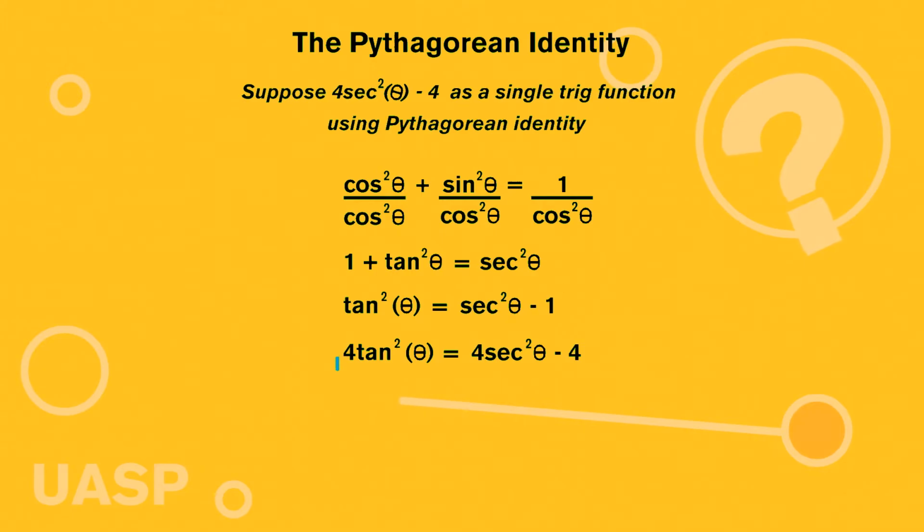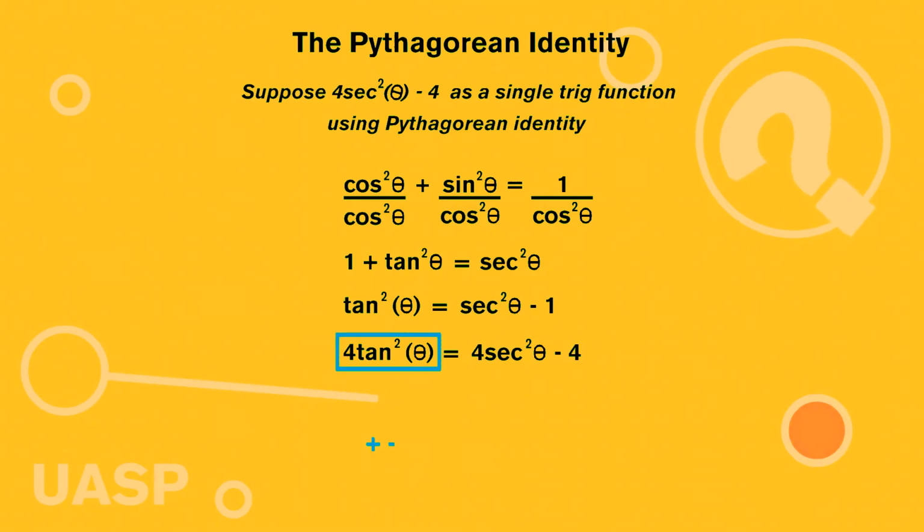Also, we know this is our answer because there's only one trig function in it, and there's no other pluses or minuses, things like that. It's just 4 tangent squared theta. So that's our answer. And these can be very tricky.